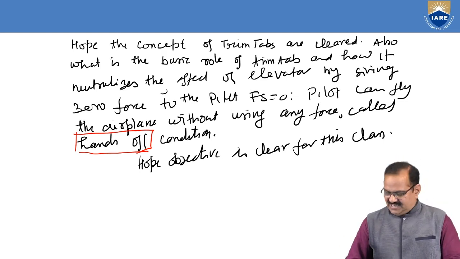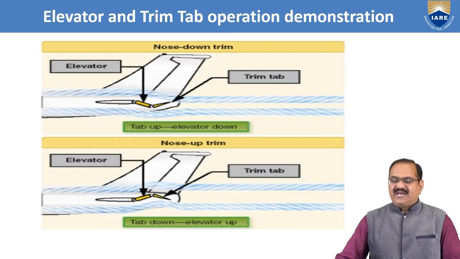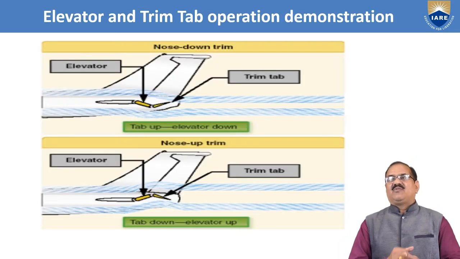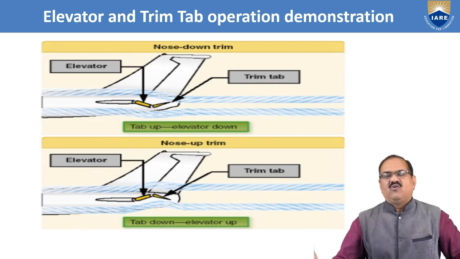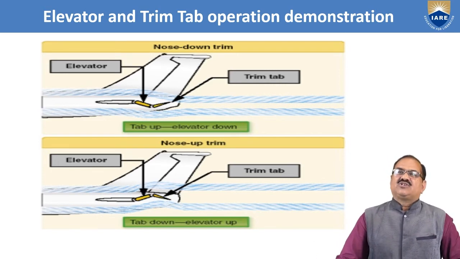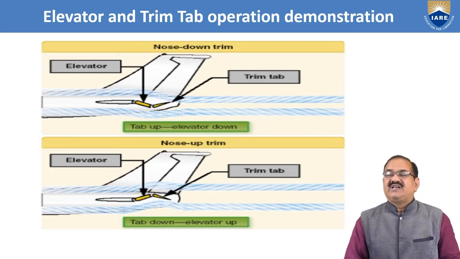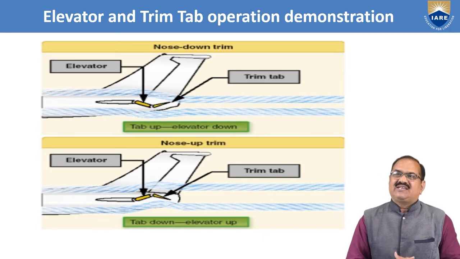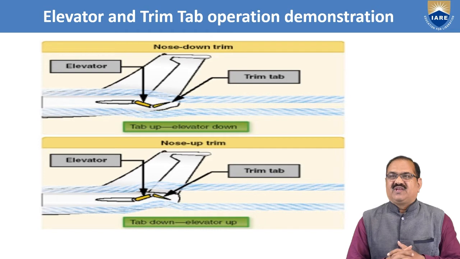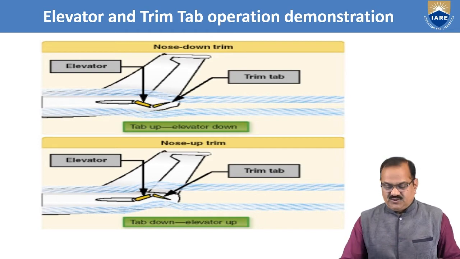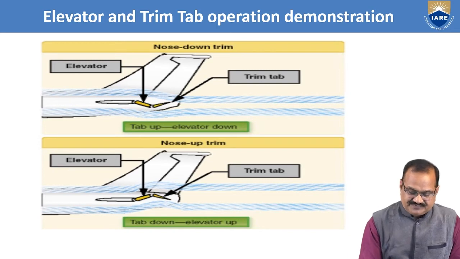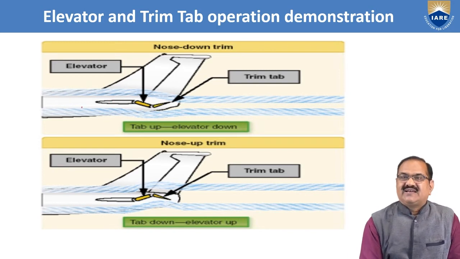Hope the objective is clear. Here I am going to discuss some visualization and how these elevators are working. So, elevator and trim tab operation demonstration. I want to show how nose down trim works. What is the nose down trim? Just you can see here the first case, this is the horizontal tail.